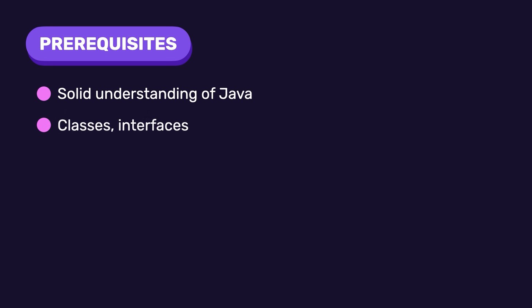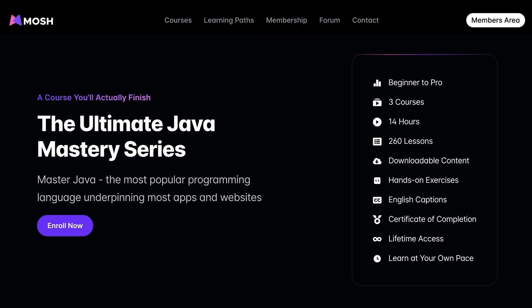Before we dive into Spring Boot, let's quickly go over the prerequisites for this course. This is an intermediate level course, so there are a few things you need to be comfortable with to follow along. First, you should have a solid understanding of Java. You should be comfortable with concepts like classes, interfaces, and object-oriented programming. If you need a refresher, I've covered all of these topics in my Ultimate Java series. I'll put the link below this video.